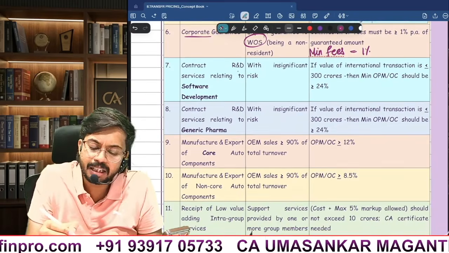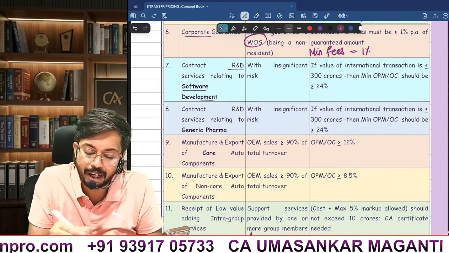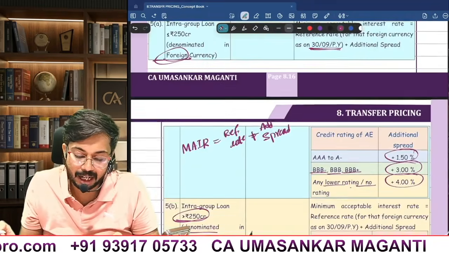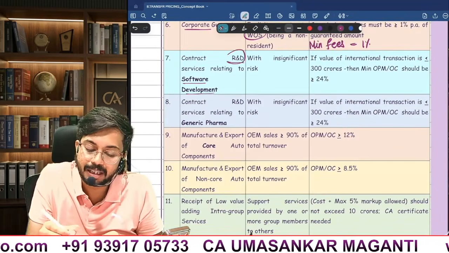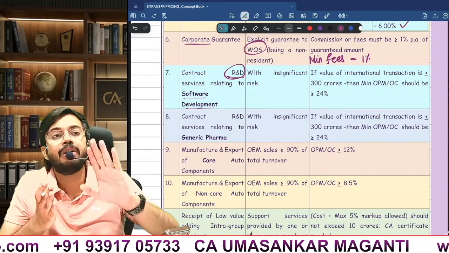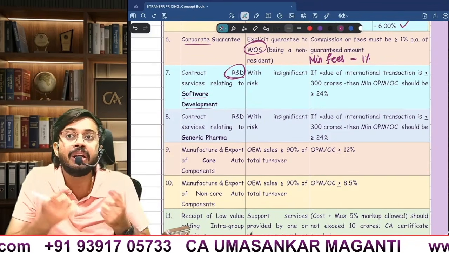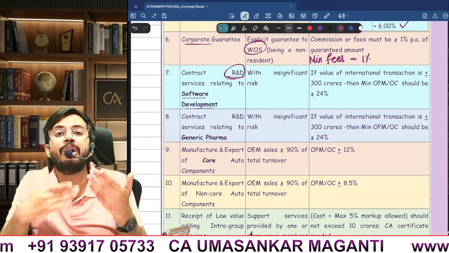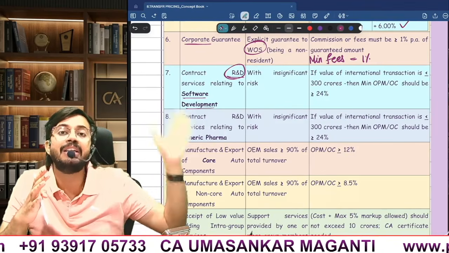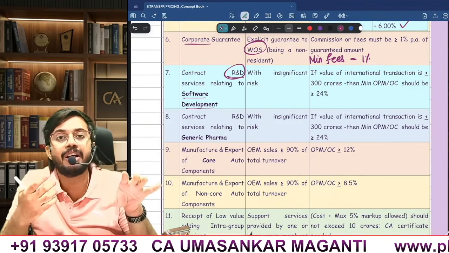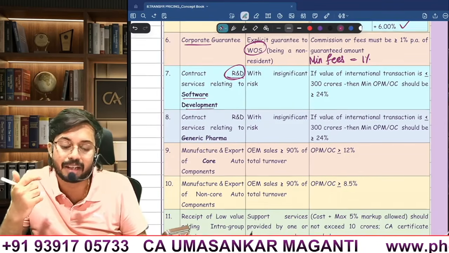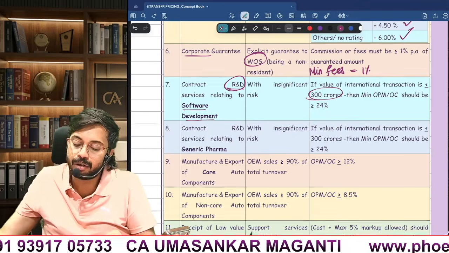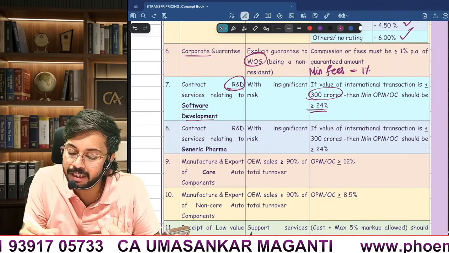Next, research and development services relating to software development. See, here it is exclusively software development. What is being done here is R&D services. That means you are not giving software services. You are doing research and development services, but in which area? R&D is being done in software development. So in software development, you are providing research and development services. Then if the value of international transactions is less than or equal to 300 crores, minimum you should maintain a 24% margin.